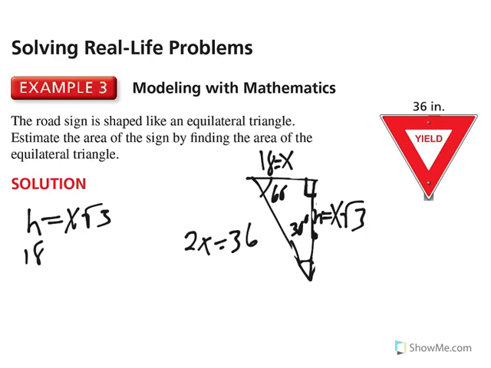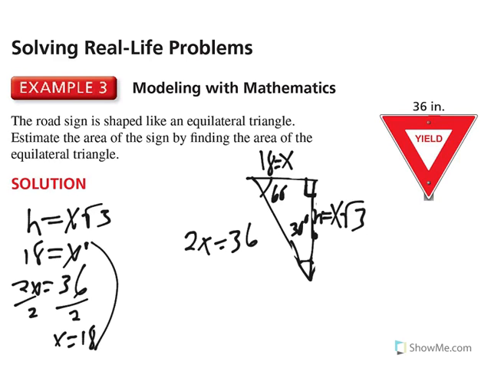I have 18 is equal to x, and I have 2x is equal to 36. No matter which way I do this, if I go ahead and solve this one, I'm going to get that x is equal to 18, but I already have that written down. So when I plug it in, my height is equal to 18 square roots of 3.